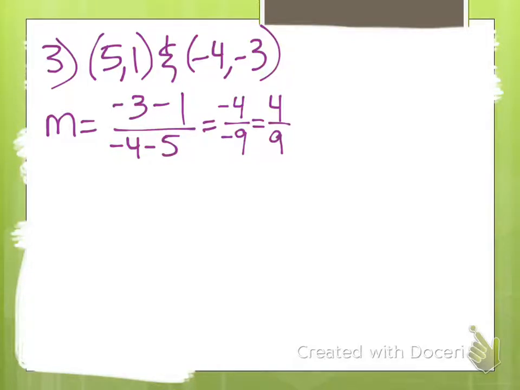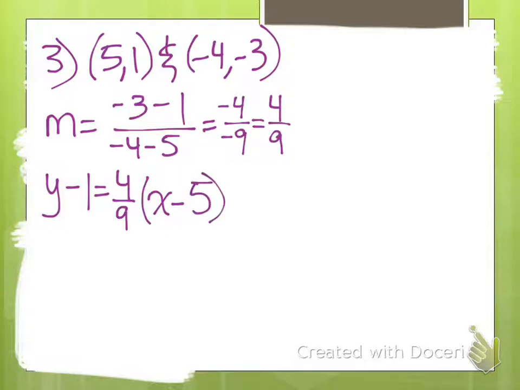Just to be consistent, we'll keep using the first point in our point slope form. Technically, you can use either of them. So I have y minus 1 equals my slope 4/9 times x minus 5. We have it in point slope form. We're all finished.